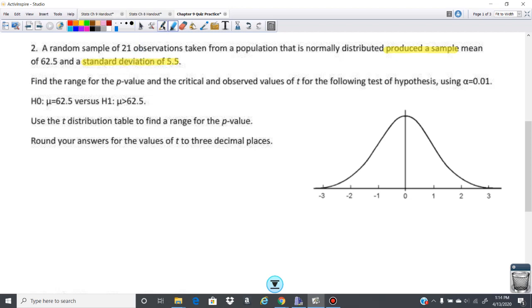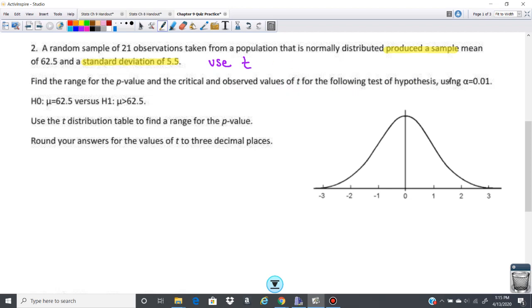So when I get a sample standard deviation, I am using t. Okay, so that's the first thing. I need to use t because I'm given a sample standard deviation. Now let's do the rest of the problem. Find the range for the p-value and the critical and observed values of t. So it tells you to use t here when you get further down. You do need to be able to distinguish it.